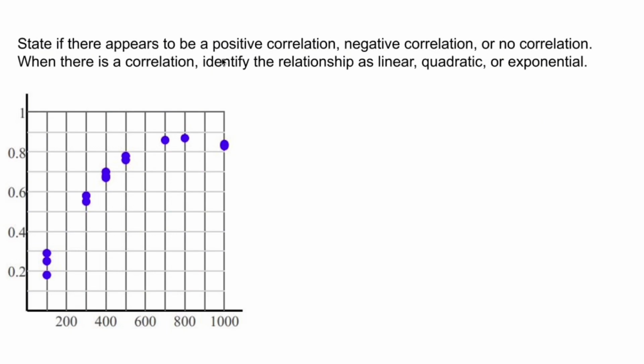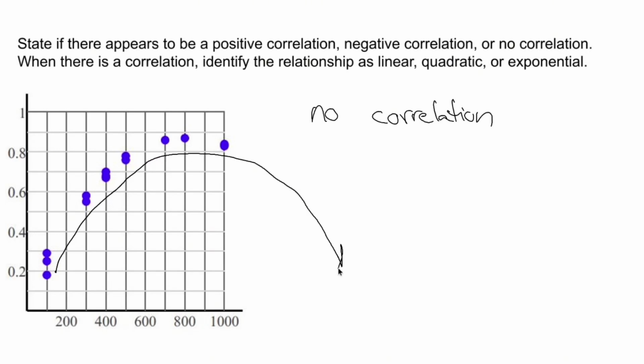State whether it appears to be a positive correlation, negative correlation, or no correlation. When there is a correlation, identify the relationship as linear, quadratic, or exponential. Well, I am going to argue that this is no correlation. If you're like, whoa, those dots kind of look like they're going up and to the right. They kind of do, but these two dots right here show me that the data is actually going back down. So I'm going to argue that if this information was to keep going, it would look like this and come back down to earth at some point, which tells me that there is no correlation. It's not positive, it's not negative.